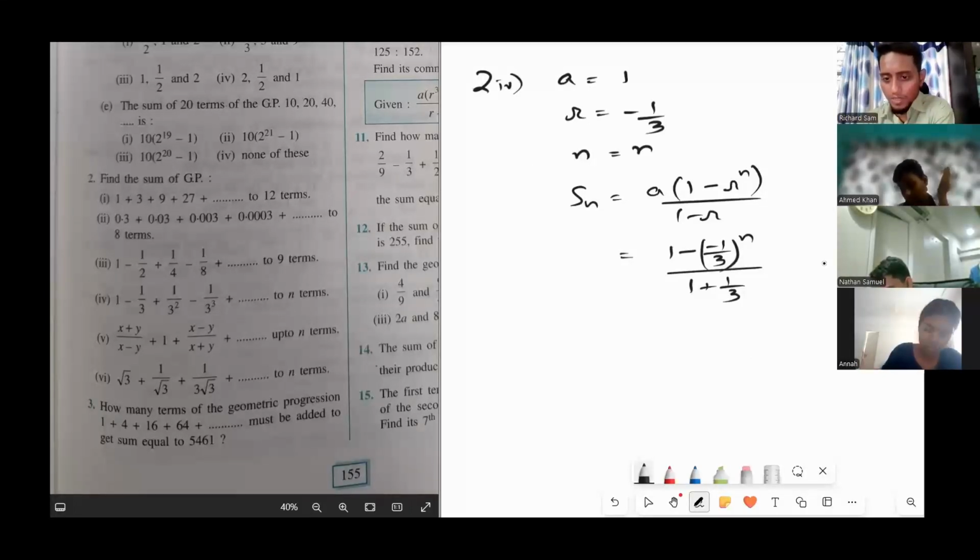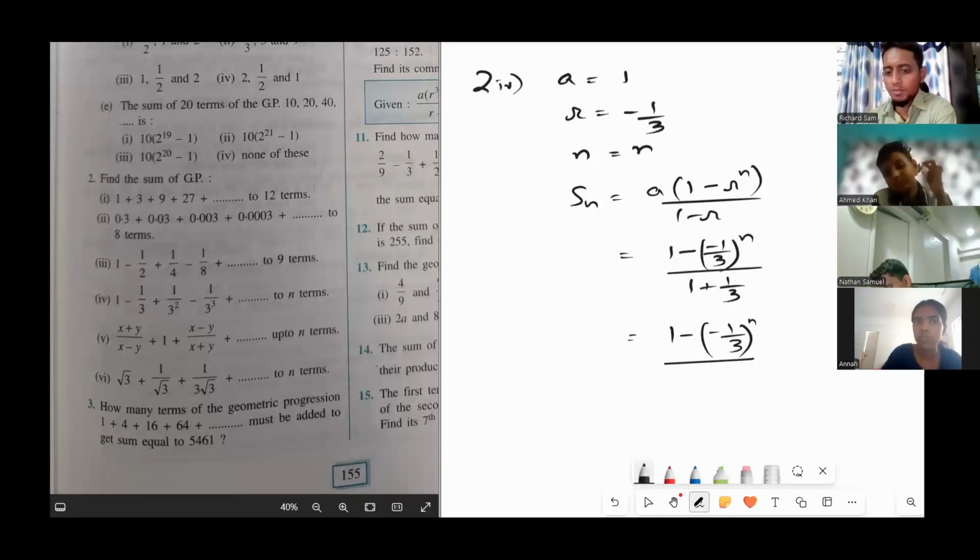Denominator we can solve, numerator we can't do anything, right? Can we make this minus into plus? No, we can't. See, this minus will become plus based on the value of n. If n is even, then that minus 1 upon 3 will become plus. If n is odd, it will remain as minus. So we can't just change the minus into plus.